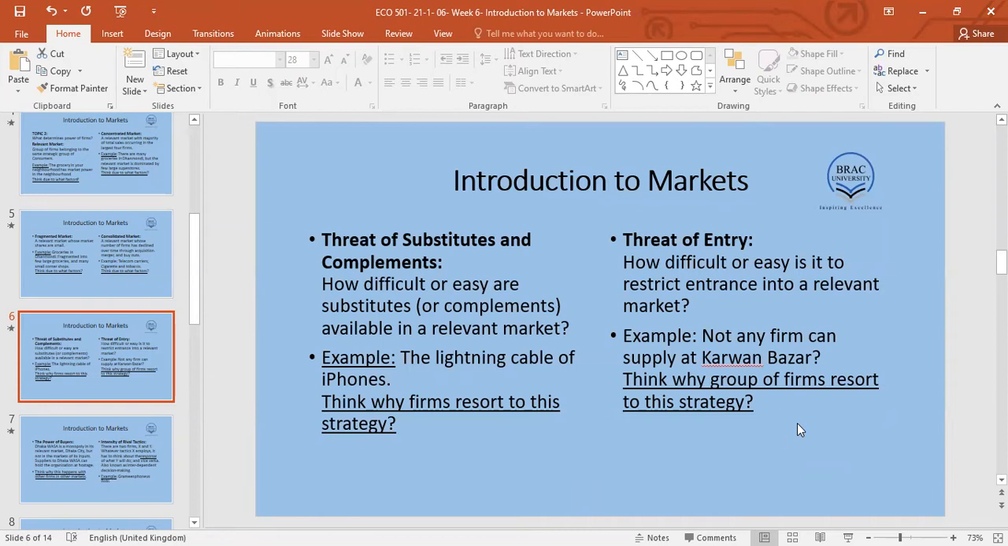And why is it not possible for the firms? These are the questions that we will ask. We will do the same thing for substitutes. Why are some certain firms in a relevant market, in a relevant industry, not able to restrict substitutes? Let me give you another example, which we have discussed before in the last 5 weeks. If we go to Pizza Hut and we order a drink, it will never be Coca-Cola. It will be Pepsi Cola, right?